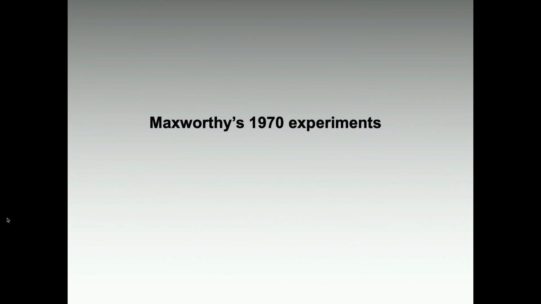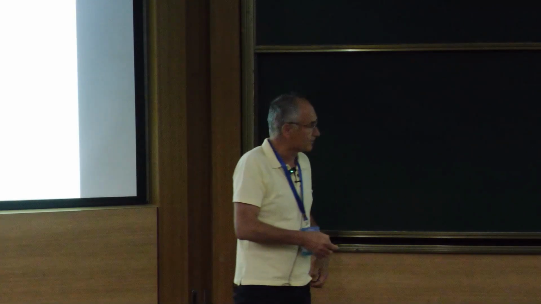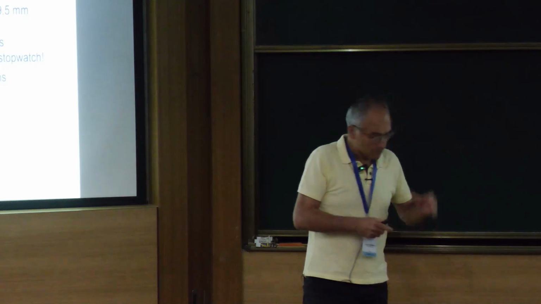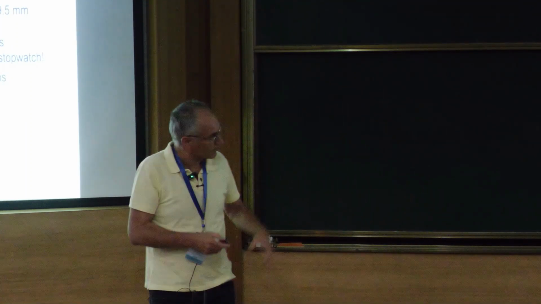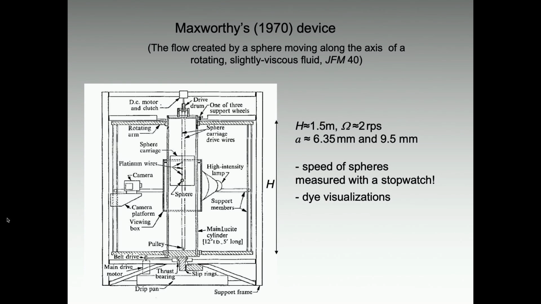Actually, Tony carried out a series of experiments in various devices, but the one I'm going to talk about is, let's say, the major one he carried out and published in 1970. So here is the device. Basically, that was a tall cylinder, 1.5 meters high, rotating at 2 rounds per second. And for that time, that was already a major experiment. Centimeter-sized spheres were introduced at the bottom, and they were released along the rotation axis.